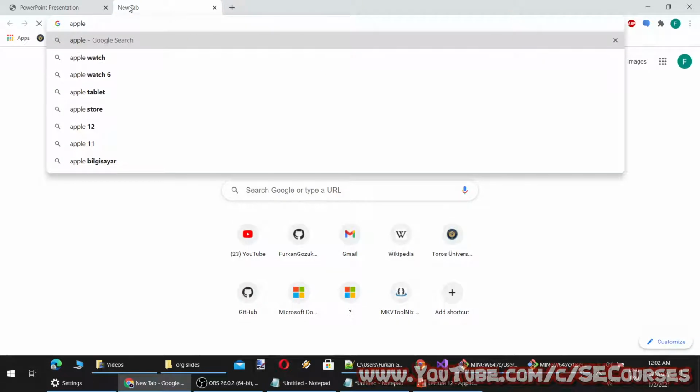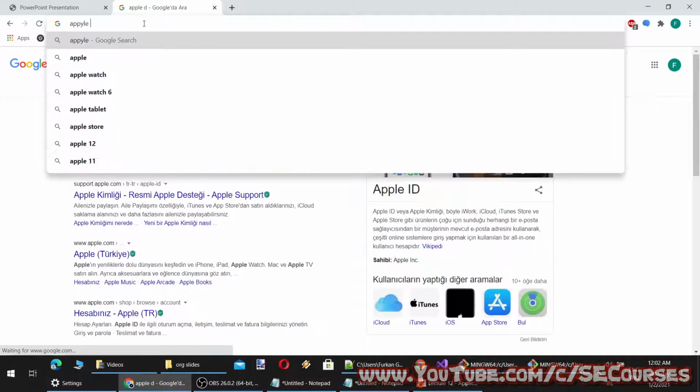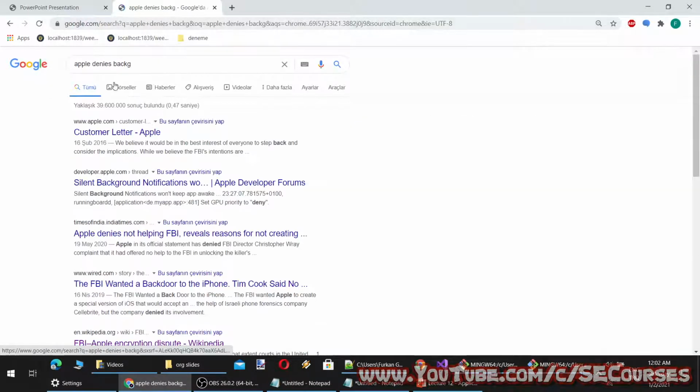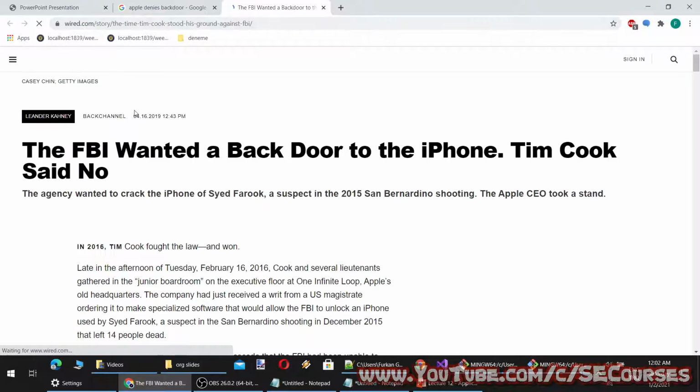Let's find. Okay. Apple denies the backdoor because it reduces the security for everyone. Okay, you see an article on Wired.